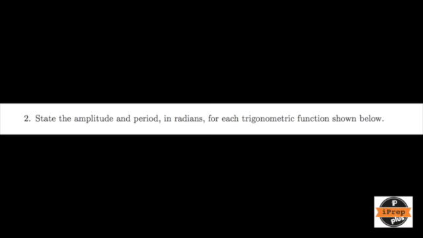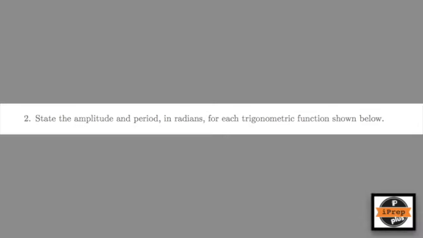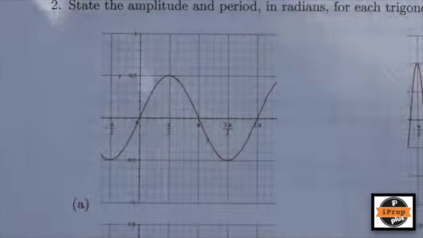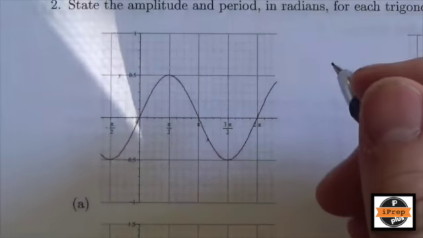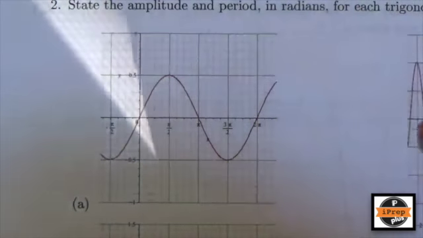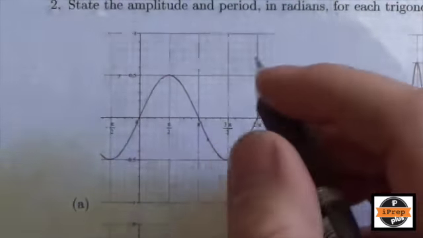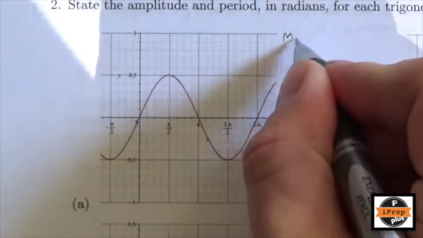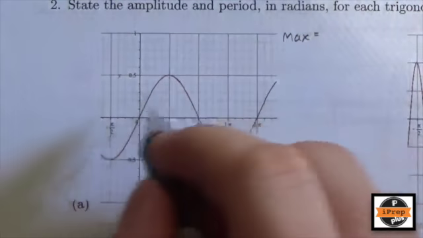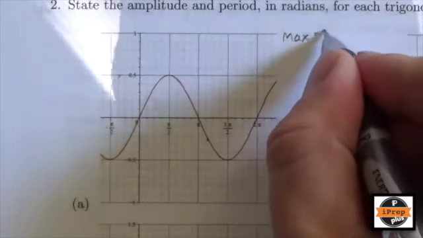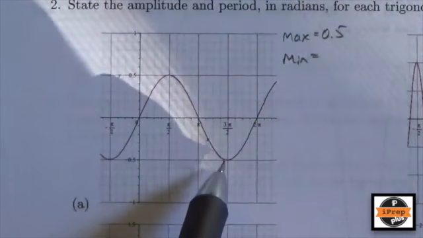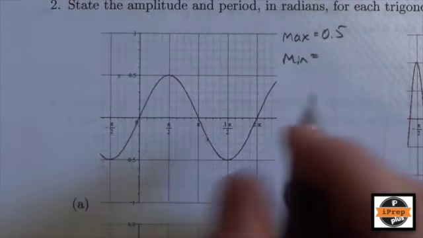State the amplitude and period in radians for each trigonometric function shown below. So before we can identify the amplitude and the period here, and actually the period is going to be quite easy to read off of this, what we're going to do is identify what the maximum value is. The maximum value that this function gets to is going to be 0.5. And the minimum value that the graph gets to is going to be down here at -0.5.